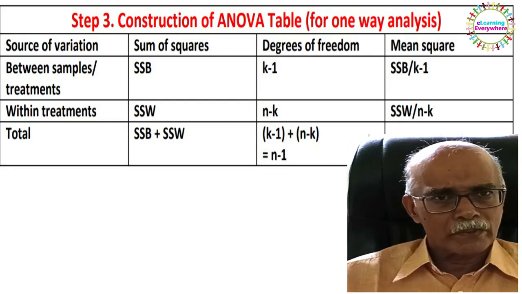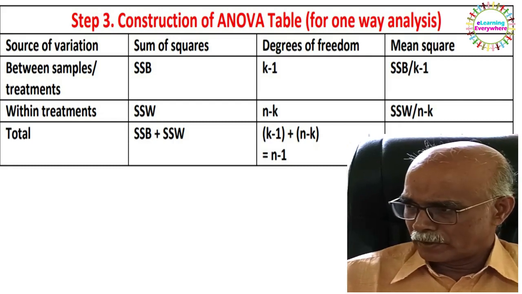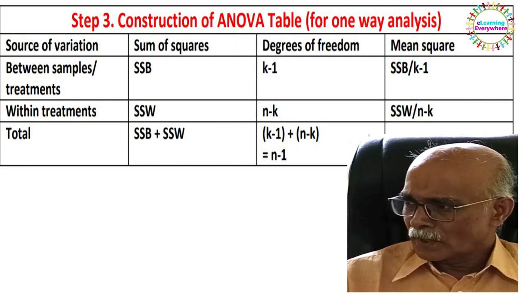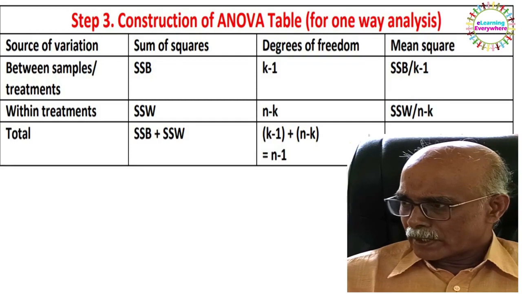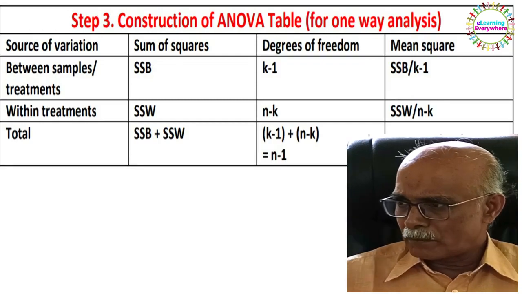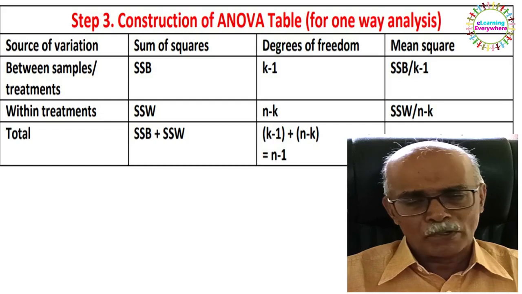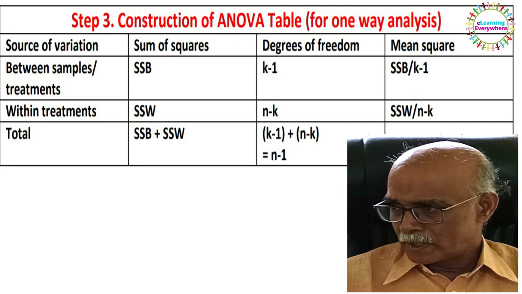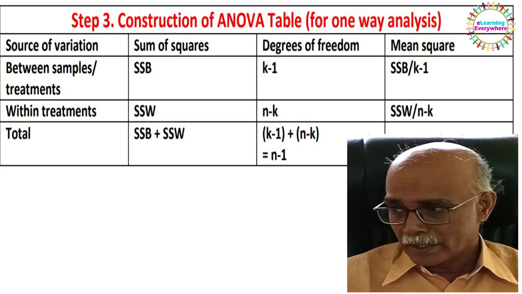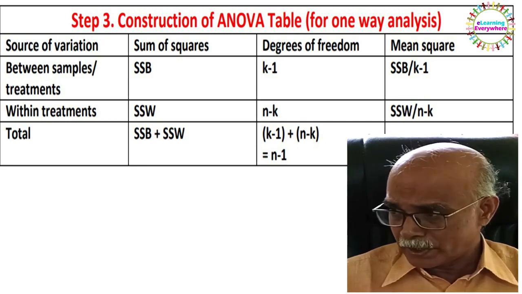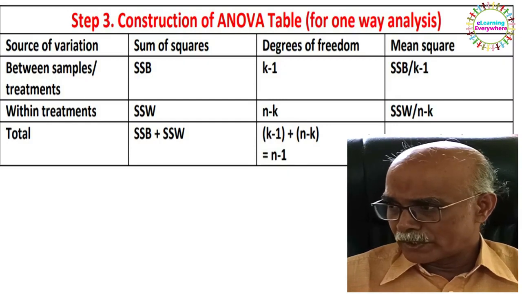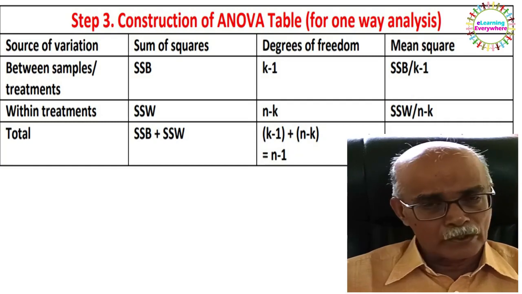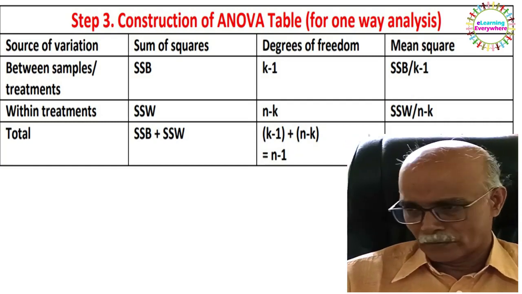And of course, you can give a third row, a total. The sum of square corresponding to between sample variation or between treatment variation is called SSB, sum of square between. Variation within samples or within treatments is SSW, sum of square within, and total means you are just summing both of them.